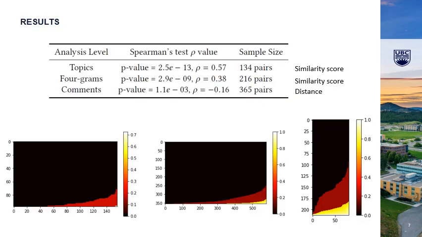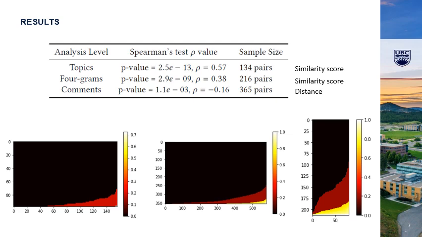So we obtain the similarity scores with our methodology. We also have the similarity scores obtained by manual domain experts, and then we compare the correlation between these two scorings with Spearman's test. Our results show that there is a significant correlation between these two scorings. So this kind of methodology for obtaining the semantic similarity is reliable.